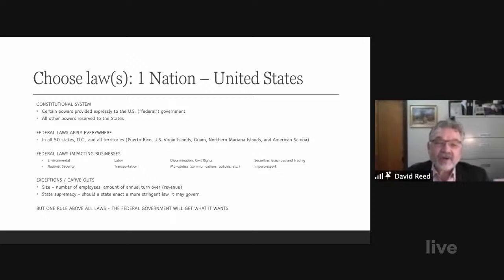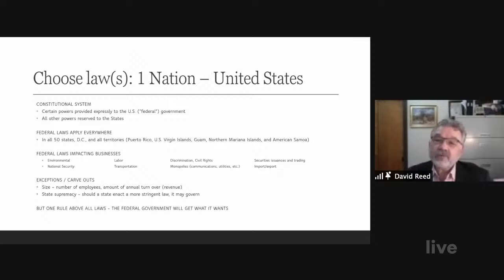There are exceptions, however, for federal laws, and those exceptions are normally stated in the law themselves. For example, some laws regarding company operations apply only if the company has more than 50 employees or more than 150 employees. And it also may apply or exclude, depending upon which way it's looked at, companies with turnover, annual revenues that are either above or below a certain amount.